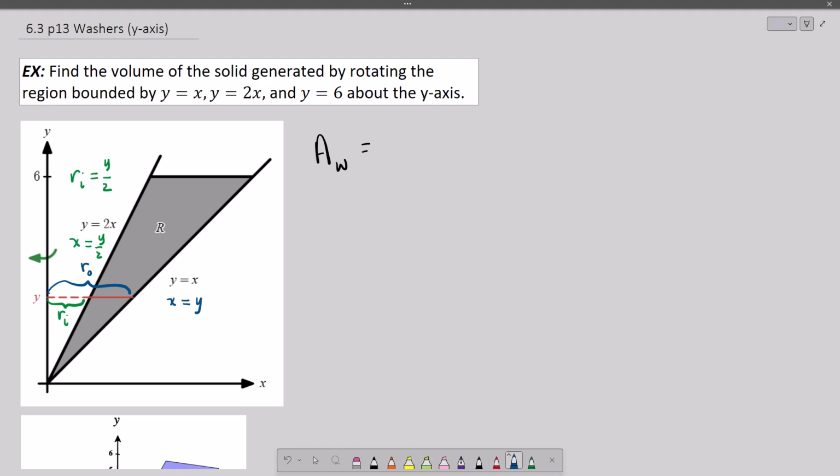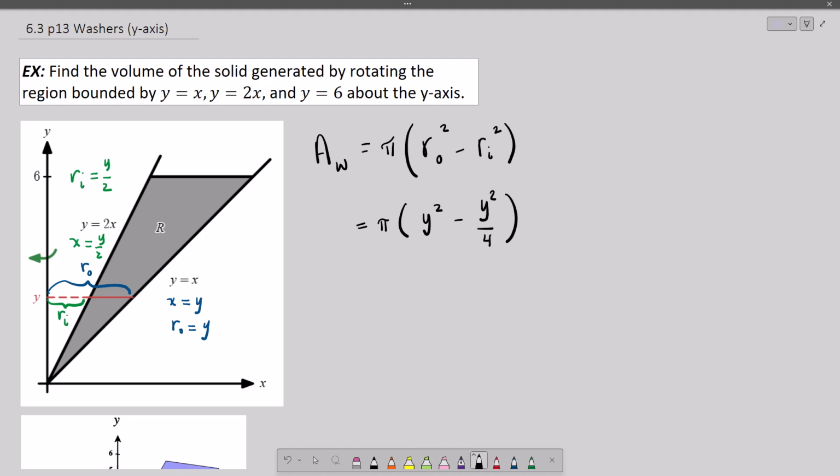So this tells us that our outer radius is y. Y is the x value of the right curve. Y over 2 is the x value for the inner curve. So the area of our generic washer is pi times r outer squared minus r inner squared. So we will have pi multiplied by our outer, which is y, and then we have to square it. And then our inner is y over 2, and we have to square that, so we get y squared over 4. So there is the area of our washer.